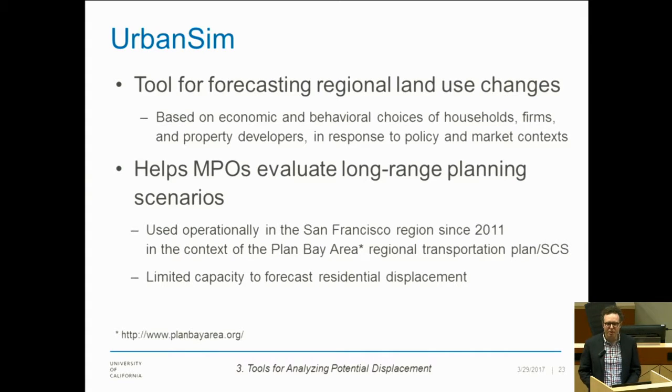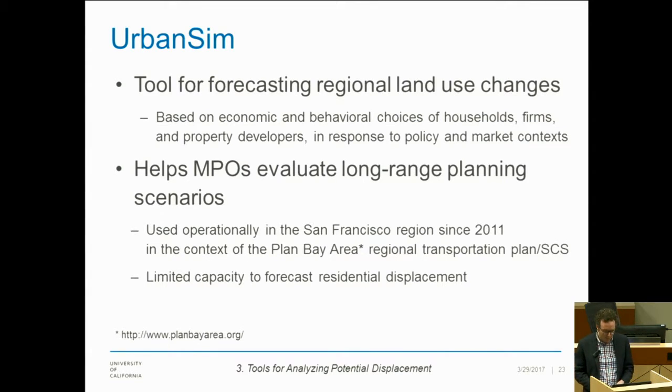First, in the Bay Area, we use a platform called UrbanSim, which is a land use forecasting tool developed by Paul Waddell that's used by a variety of different MPOs. It uses iterative simulations to predict land use changes based on the economic and behavioral choices of households and firms and developers in response to policy contexts and market contexts.